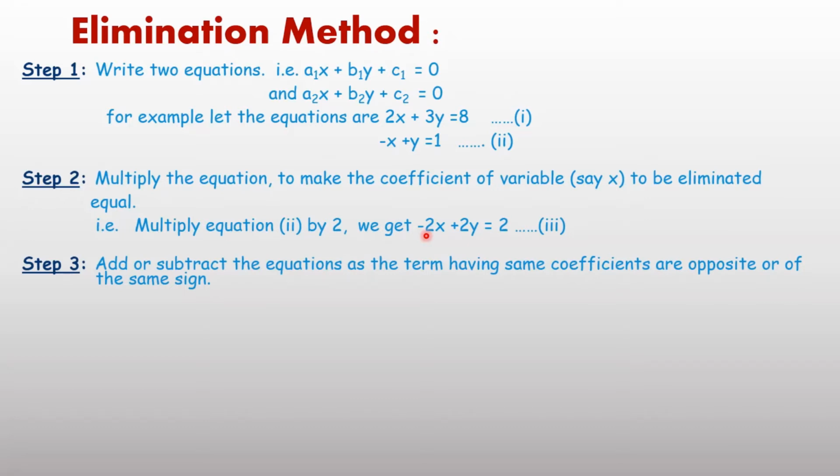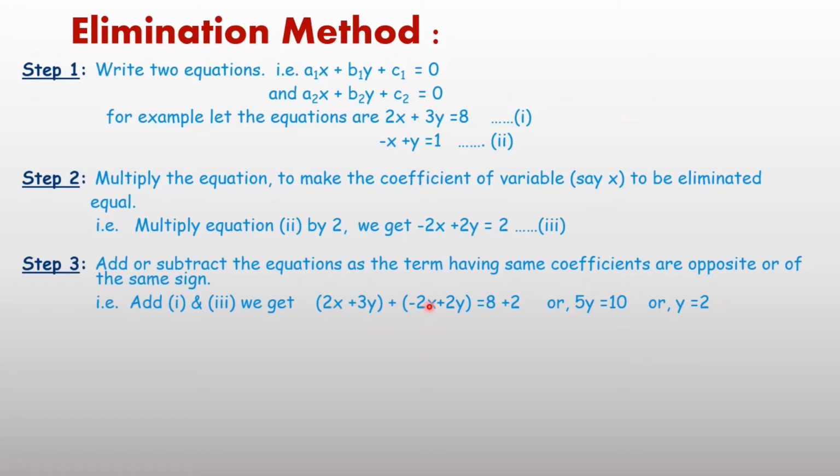Now, in this question, here 2x and here minus 2x means opposite sign. Therefore, we will add first and third. So 2x plus 3y plus, from the second equation LHS, minus 2x plus 2y, equal to the sum of RHS, 8 plus 2. Just open the bracket.